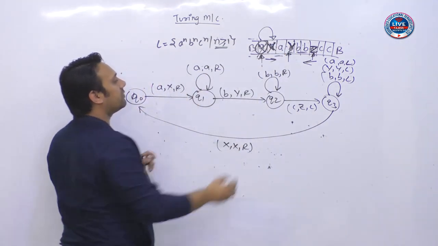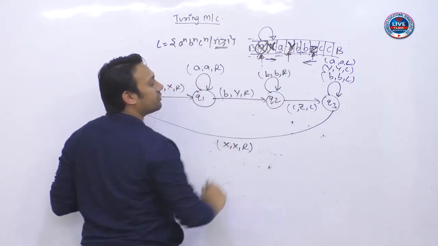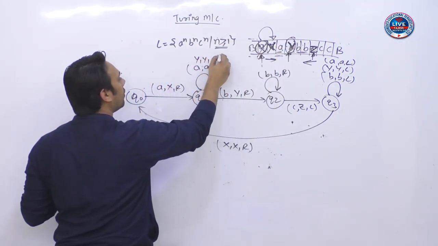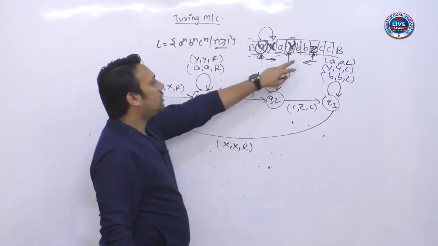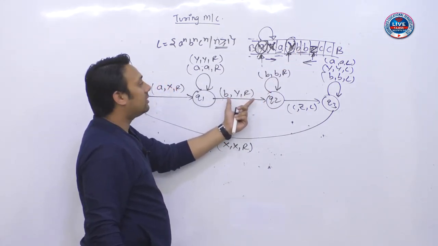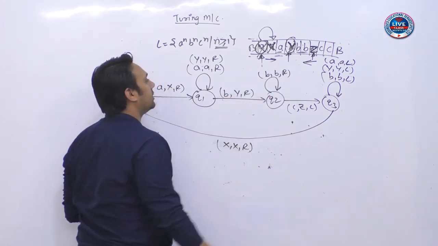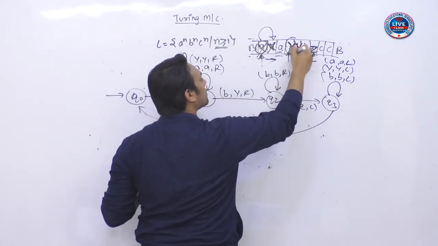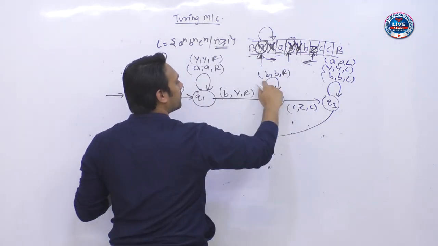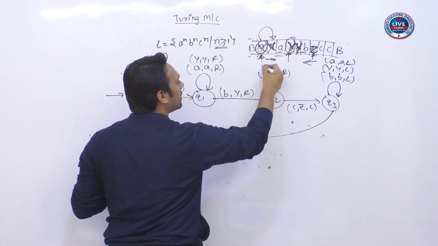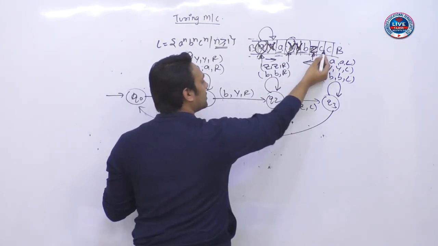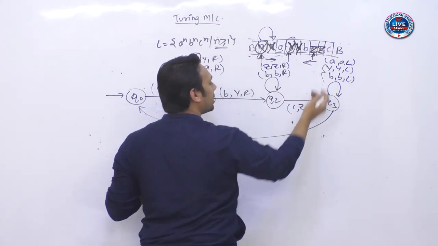Then we can have n number of a's in the beginning, and we can also have n number of Y's. Leave all the Y's as they are, go to right. As soon as you find a b, mark this b as Y and again go to right. Again, we can have any number of b's in the path. You can also have any number of Z's in the path. Leave all the Z's as they are, go to right. And as soon as you get a c, mark this c as Z and go to left.